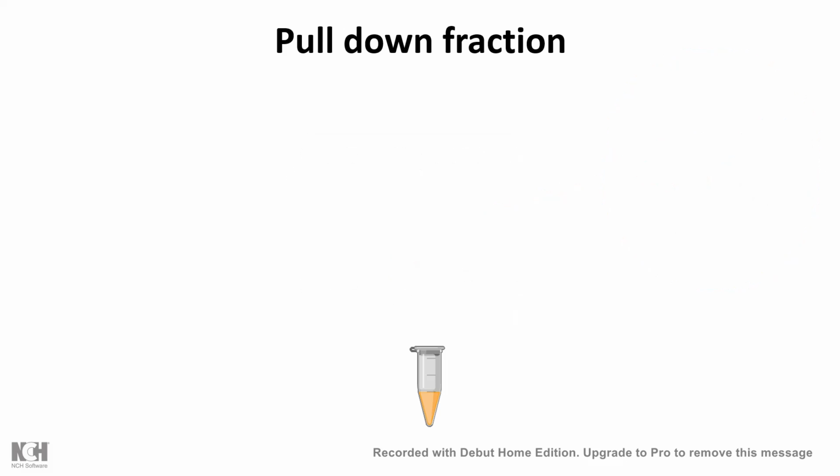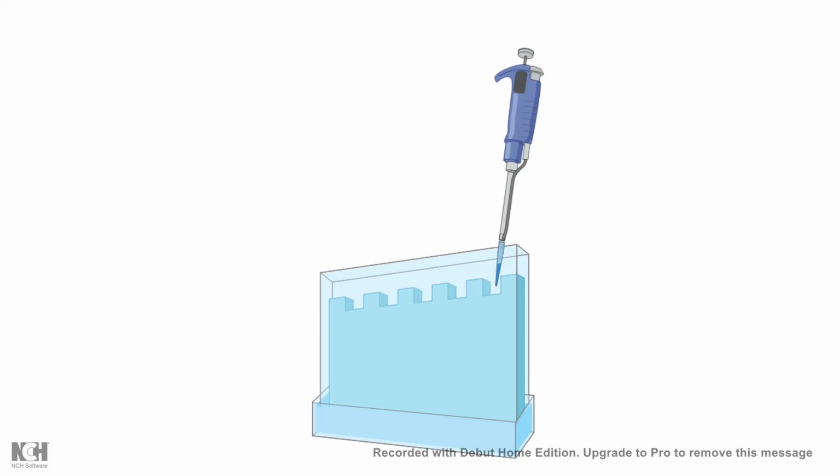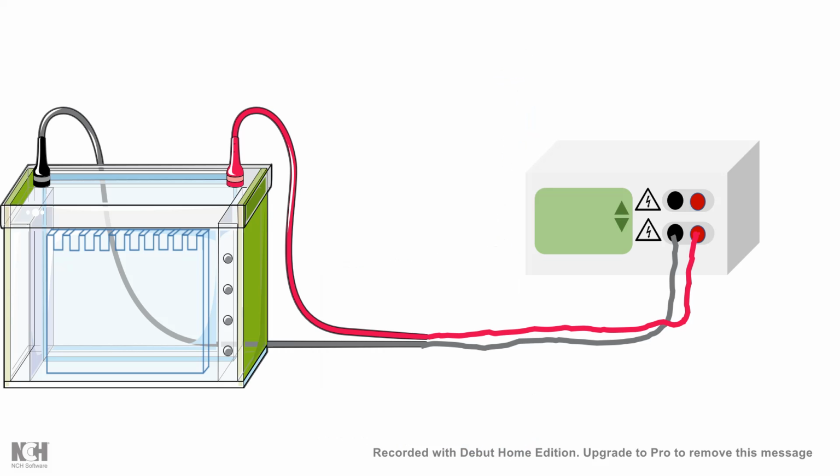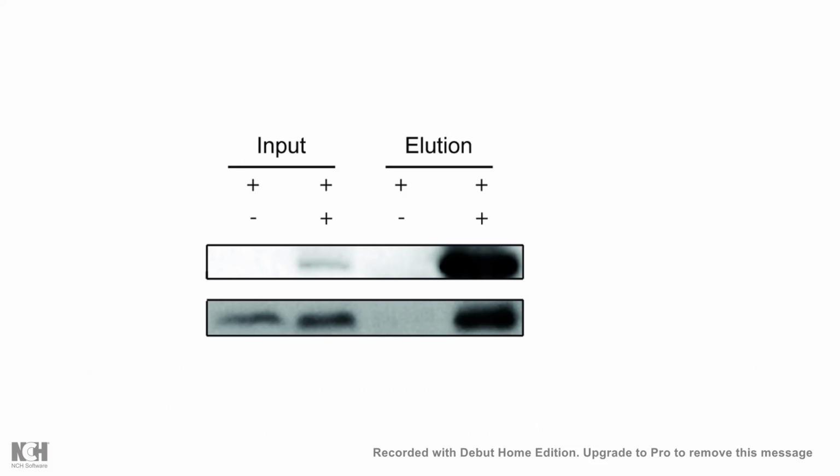So from the pull down fraction of protein A, we would take the pull down fraction and load it onto the gel and run it in SDS-PAGE. Then we would perform a Western blot, transfer that gel onto a membrane and perform a Western blot to understand whether the protein B is present or not. And the result looks something like this.